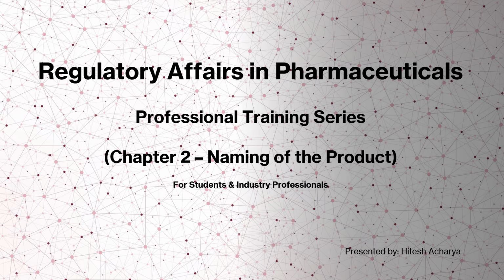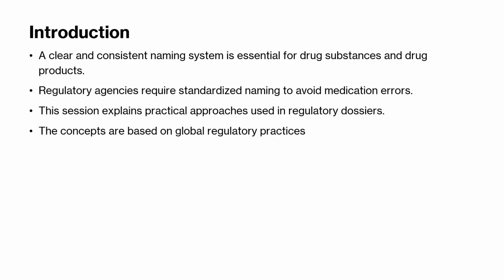In this training series, we will understand important regulatory concepts used in the pharmaceutical product registration. In today's session, we will be discussing naming of the medicinal product, which is a very important regulatory requirement to avoid medication error and ensure global harmonization. A clear and consistent naming system is essential for the drug substance and drug product. Regulatory agencies require standardization of naming to avoid medication error. These sessions explain practical approaches used in the regulatory domain. The concepts are based on the global regulatory practices.